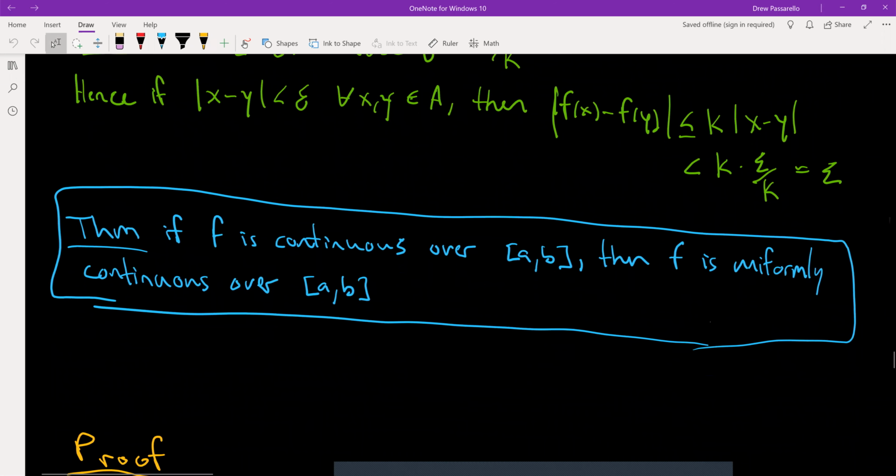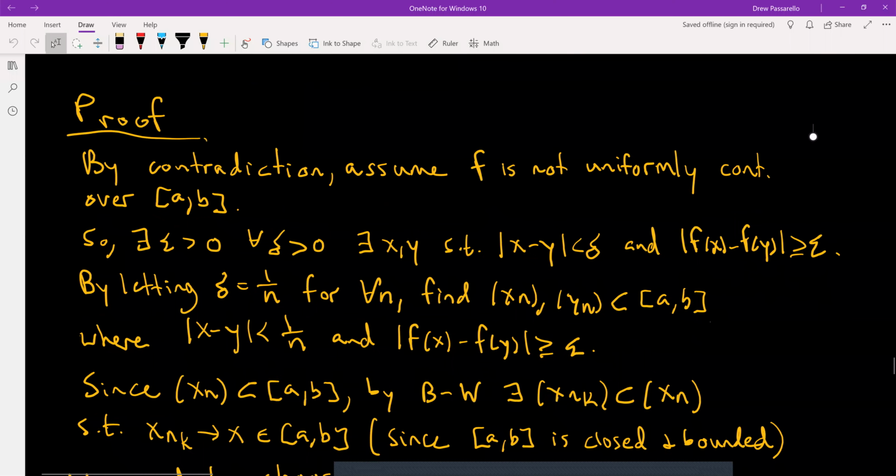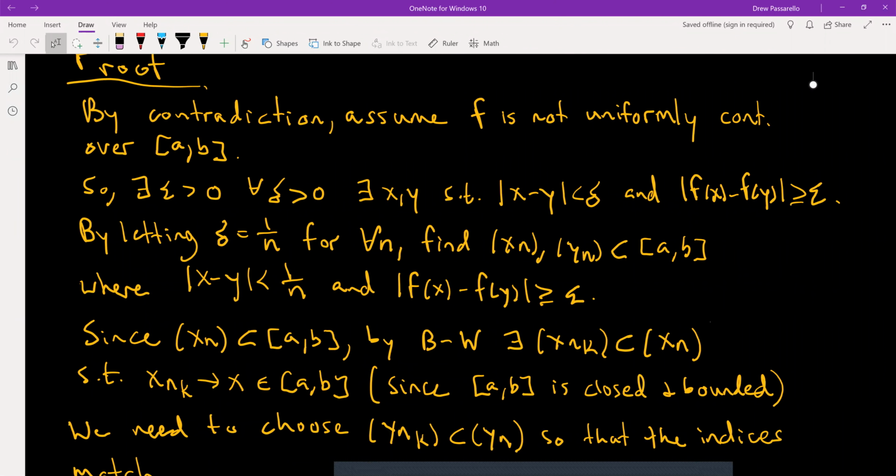Here's another theorem. If f is continuous over a closed and bounded interval [a, b], then f is uniformly continuous over that interval. So we do a proof by contradiction. For contradiction's sake, let's assume f is not uniformly continuous over the closed interval [a, b]. So then that means there exists an epsilon such that for all delta, there exist x and y such that the absolute value of x minus y is less than delta and the absolute value of f of x minus f of y is greater than or equal to epsilon.